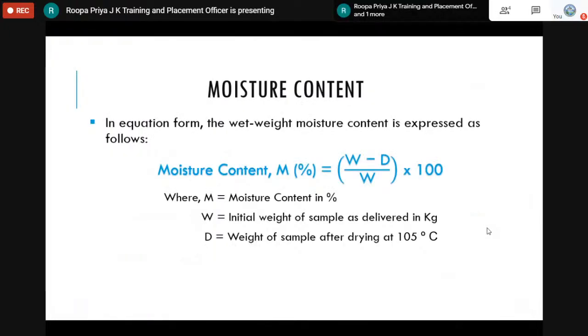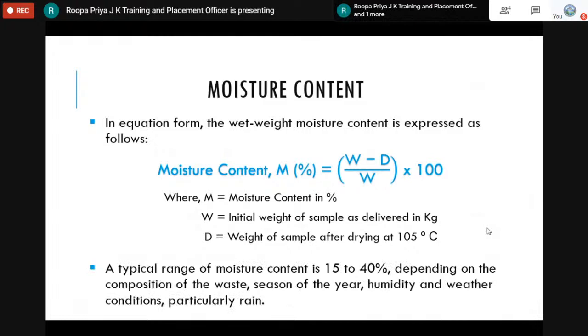We also have an equation for moisture content. So the equation for the wet weight moisture content is expressed as M is equal to (W minus D) divided by W, into 100, where M stands for moisture content in percentage. W stands for initial weight of sample as delivered in kg. D is the weight of sample after drying at 105 degrees centigrade. And the typical range of moisture content is 15 to 40%, and it completely depends on the composition of the waste, season of the year, humidity, and weather conditions, particularly rain.